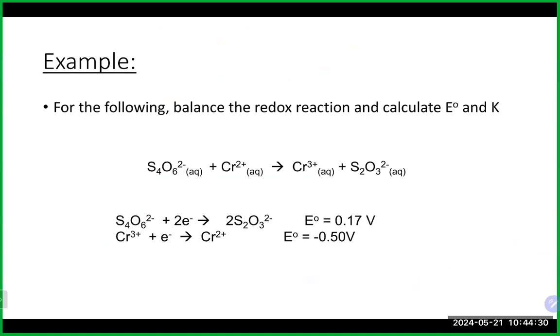All right, let's take a look at another one here. For the following one, forget about balancing it. Just calculate E of the cell and the equilibrium constant. So we're looking for E of our cell here. It's going to be our cathode minus our anode. So we do want to look at the equation and see what's going on.